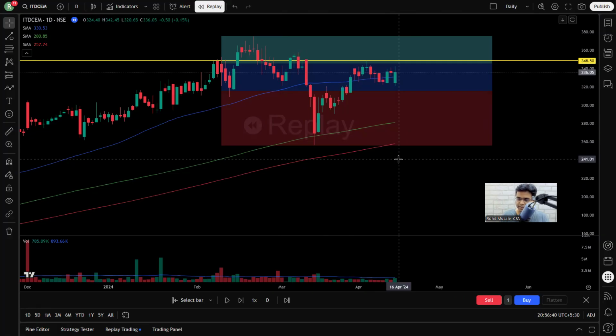Blue, green, red, 10 candles, minimum 4 points. Okay, that is the starting point.